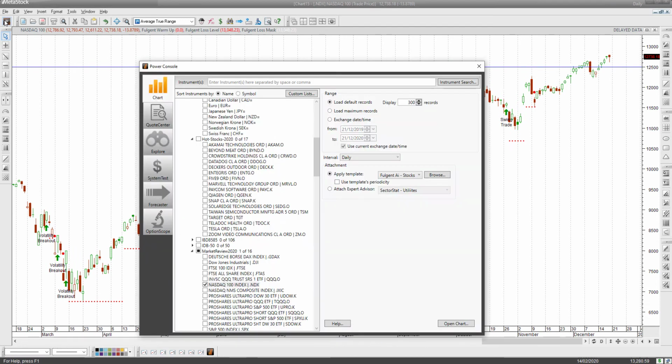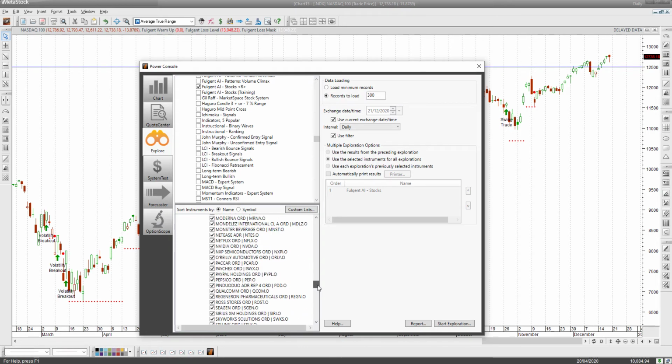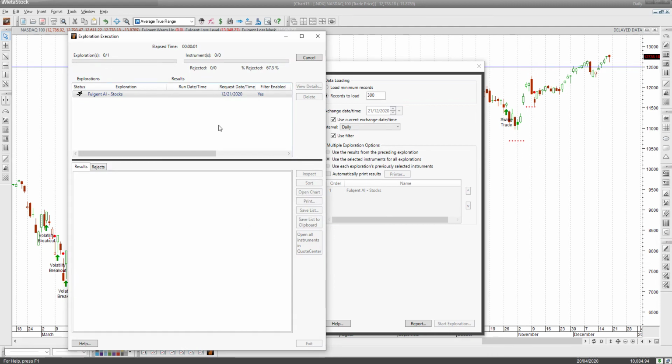The MetaStock AI has generated a huge amount of profits from just trading the index itself. So looking for the screen, I'm going to open the Explorer, make sure that the Fulgent AI engine is selected, and I'm going to select the NASDAQ 100 stocks. There we go, and then I'm going to run the exploration. It might take a couple of minutes. I'll pause the recording here, and then I'll be back as soon as the scan is done.